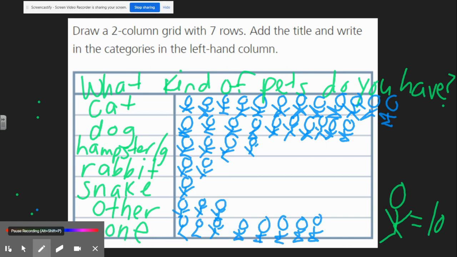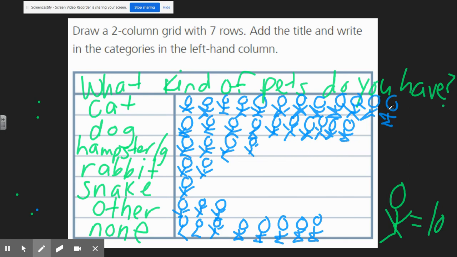Okay, so I have finished entering all of my data based off of the numbers that were given to me. And just by looking at this pictograph, can you tell what animal is the most popular? Take a guess. The answer is cat. Cat had 120, and if you look, there's so many people on here. It goes almost off the grid.